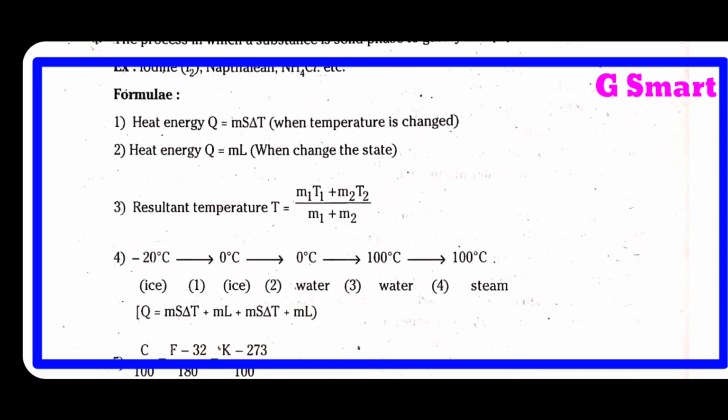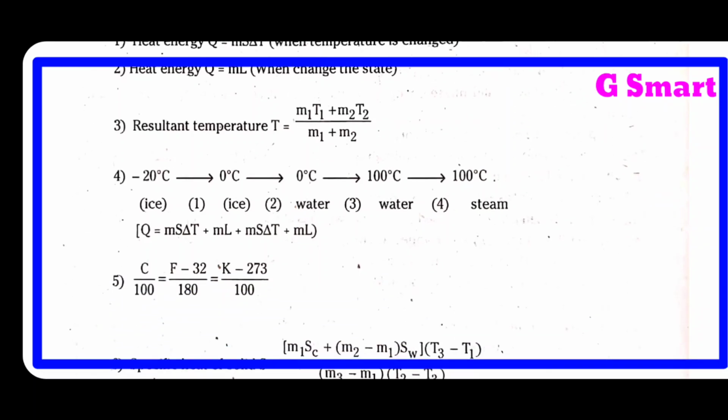Heat energy Q is equal to m s delta T. Heat energy Q is equal to m L. We have to keep in mind where to use these formulas. Q is equal to m s delta T, we use only when there is a change in temperature, not a change in state of the substance. Q is equal to m L, we use only when there is a change in the state of the substance. Resultant temperature T is equal to (m1 T1 plus m2 T2) by (m1 plus m2).